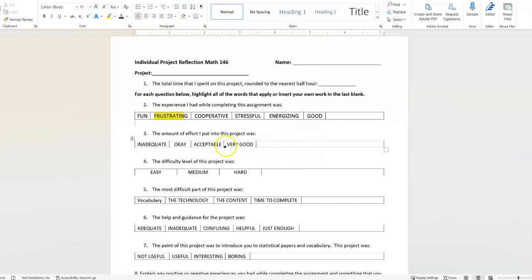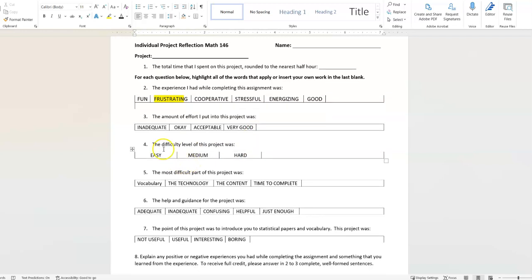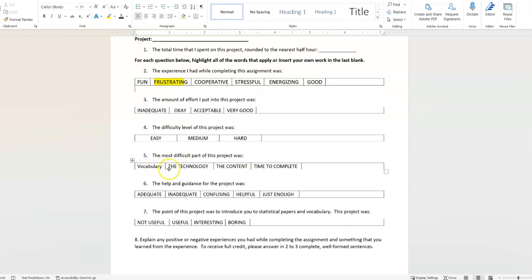And then the amount of effort you put into the project is just kind of your own value. What do you think? Did you actually spend time reading and trying to find those answers? The difficulty level of the project, how did you find it to be? The most difficult part of the project, again, highlight some of this or just put in your own, whatever it is. For a lot of people, it's the vocabulary. So I've tried to include some help with that as you go through there.